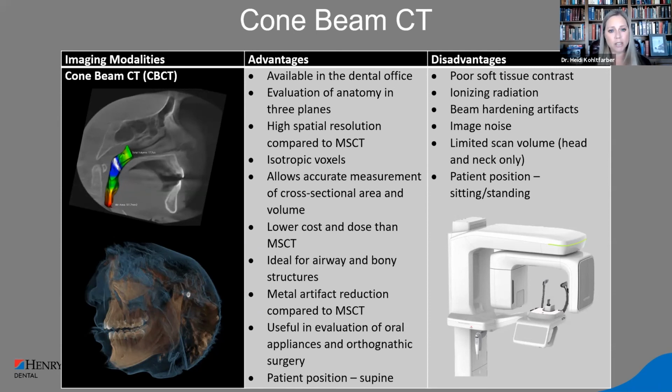Poor soft tissue contrast. It does have ionizing radiation. We do still have beam hardening artifacts, even though they're minimal, and we do have an increase in image noise, so we do have a lot of noise in our images. It does scan just the head. And again, with many of our CBCTs the patient is standing or seated in our dental offices; to have a supine unit would be difficult for most offices to find that kind of room.